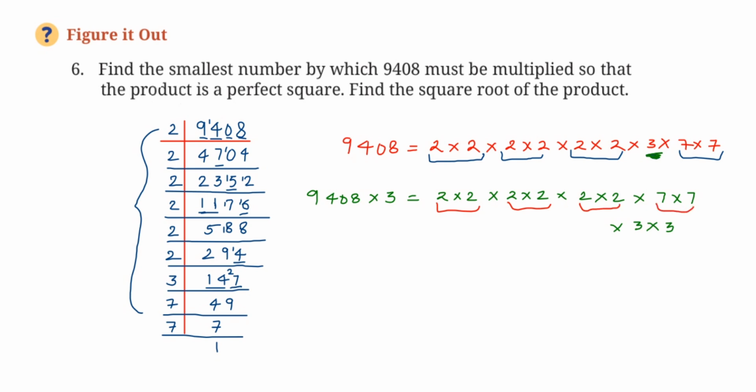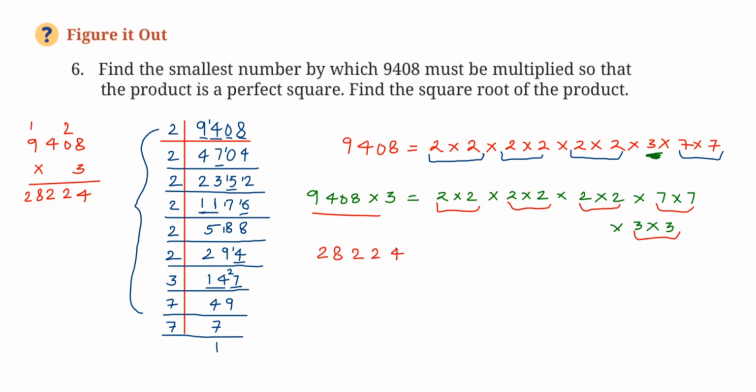This means when you multiply this number by 3, what do we get? 9408 multiplied by 3. 3 times 8 is 24, write 4 down, carry 2. 3 times 0 is 0, we have 2 there, write down 2. 3 times 4 is 12, write 2 down, carry 1. 3 times 9 is 27, plus 1 is 28. We get 28,224. So this number is a perfect square now.